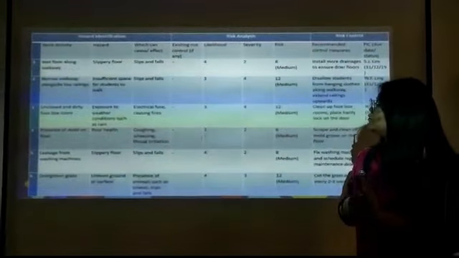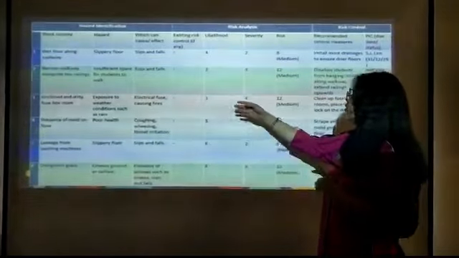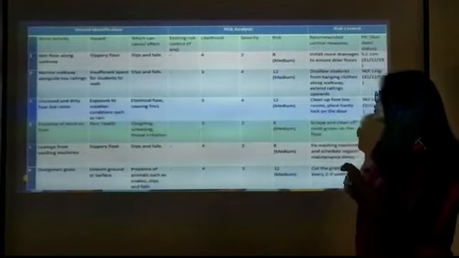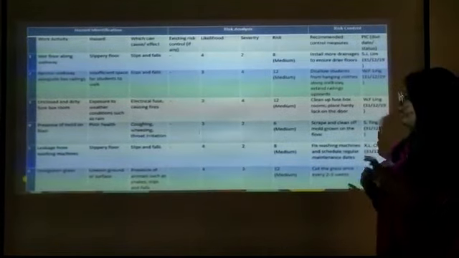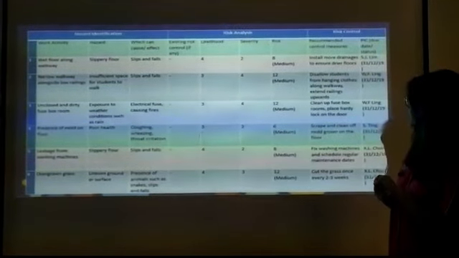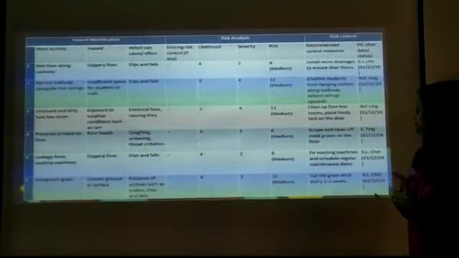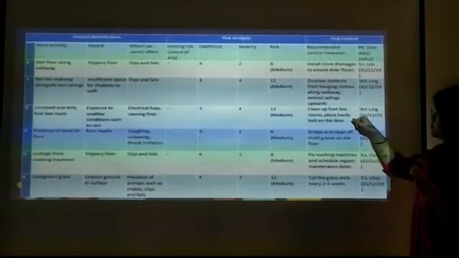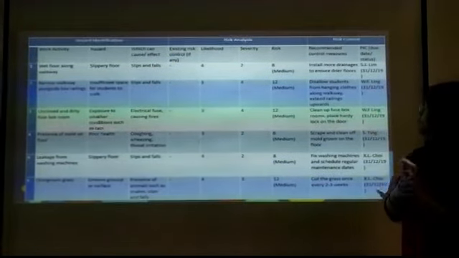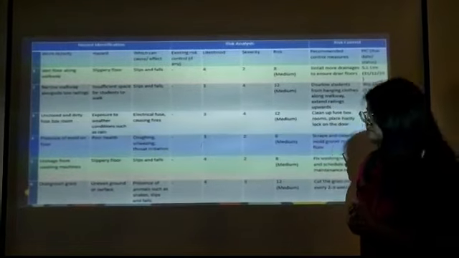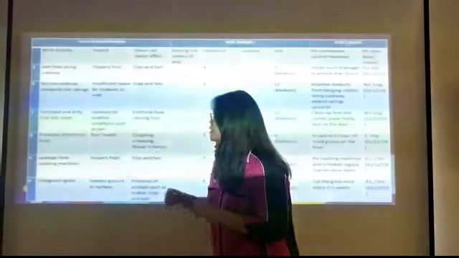And the likelihood of the hazard is 3 and the severity is 4, and the total risk is 12, which is a medium risk. And the way to control the hazard is clean up fuse box room and place a hardy lock on the door. And the fourth one is presence of mold on floor.